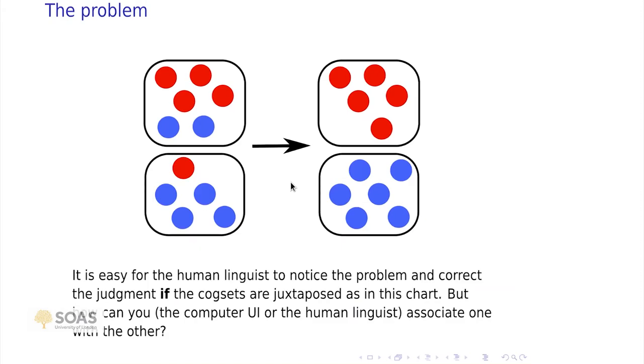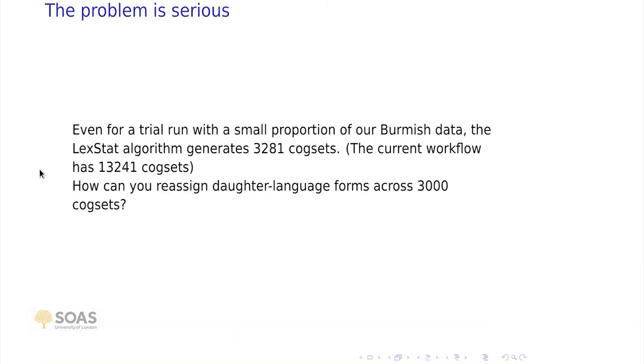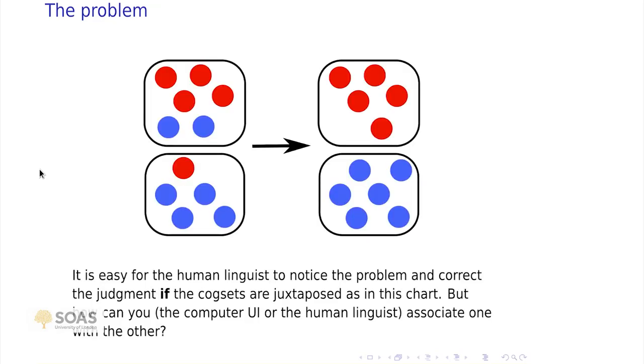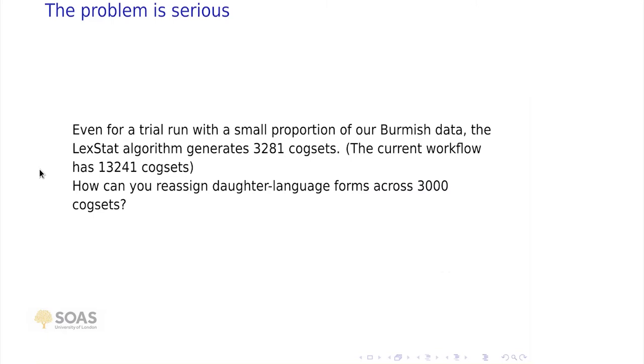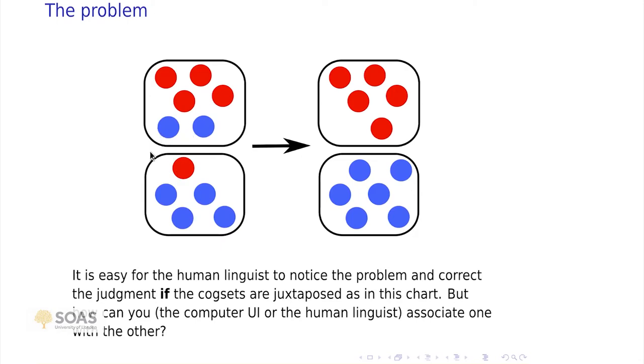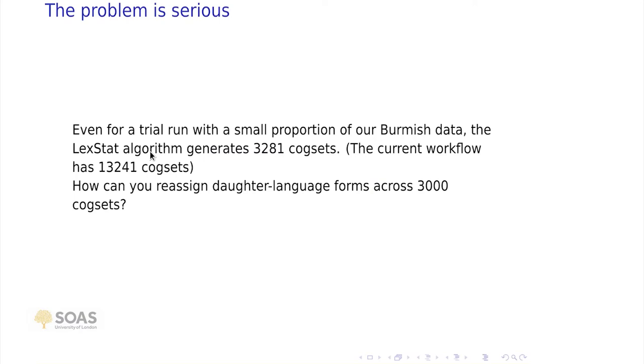Okay, that's the problem. If you have this, of course, you know that here are two blue items you need to put here, and here is one red item you need to put here. But human beings don't have infinite memory. If you put those things physically, visually adjacent, juxtaposed to each other, it's very easy to see the pattern. But if you actually run the LexStat algorithm or any kind of algorithm on the actual data, you get a huge bunch of cognate sets, and it's just not feasible to reassign forms across 3,000 or 10,000 or more cognate sets.